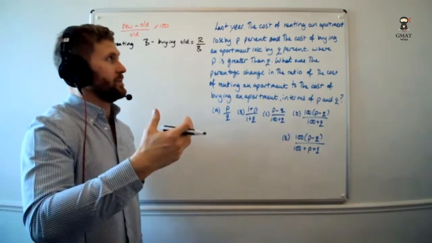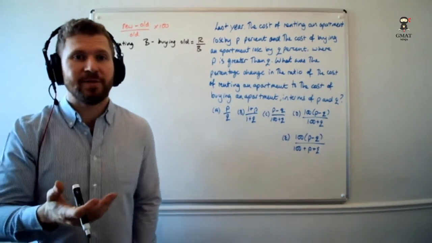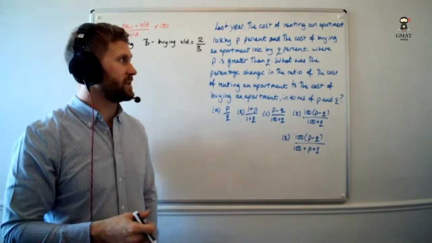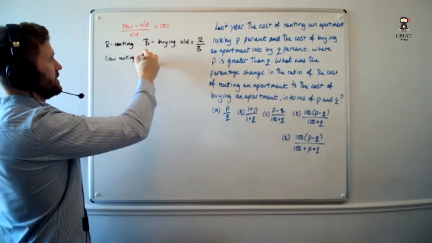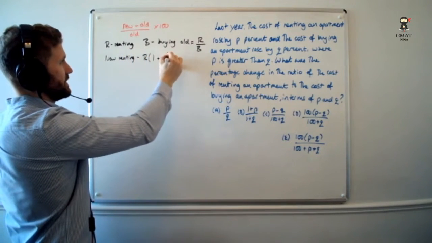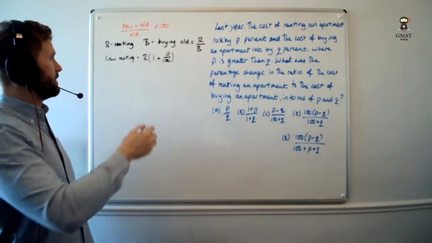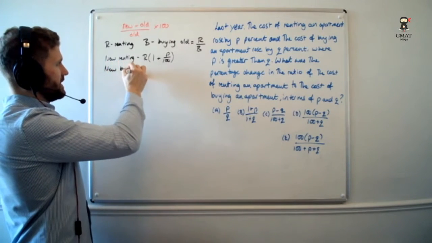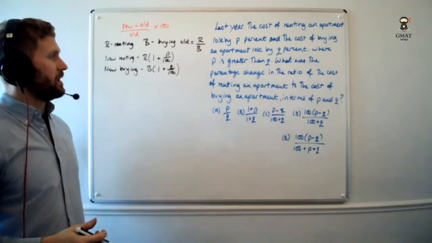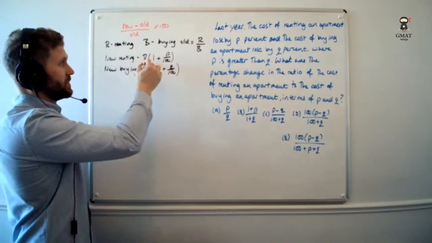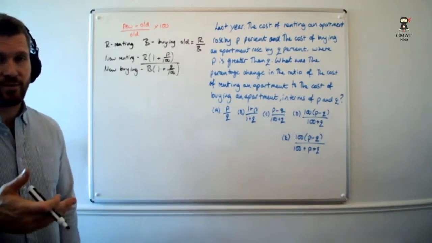Now, the new ratio is a little bit different. I've got to figure out the cost of renting and the cost of buying in terms of R and B after the cost of renting rose by P% and the cost of buying rose by Q%. So I could say that the new renting cost is going to be R times 1 plus P over 100. So I'm going to increase the rental cost by P%. Similarly, the new buying cost is going to be B times 1 plus Q over 100. And so my new ratio is going to be the top line divided by the bottom line: R times 1 plus P over 100, divided by B times 1 plus Q over 100.